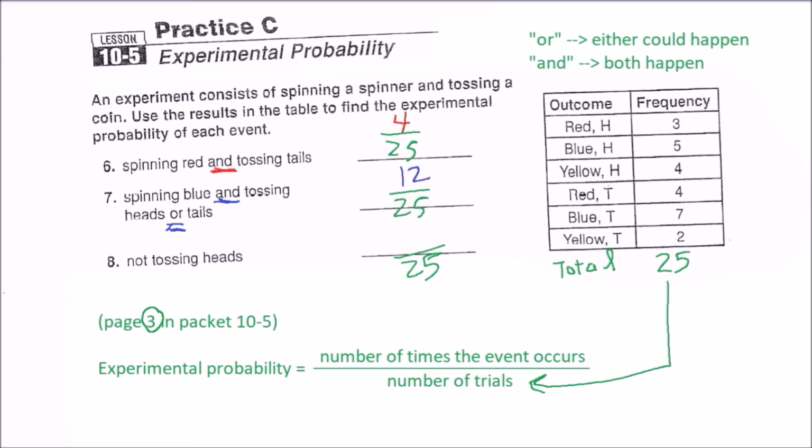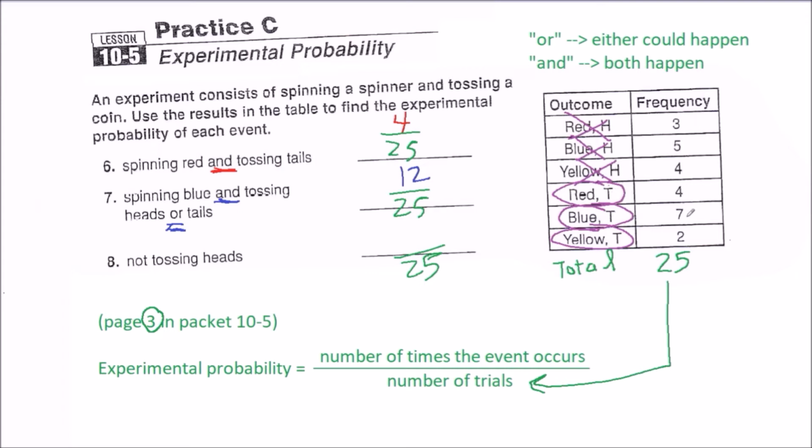Okay. And then for our last one here, not tossing heads. Not tossing heads, so that means any place where we toss heads is out. So red and heads, that's out. Blue and heads, that's out. Yellow and heads, that's out, because I want not heads. So red and tails, hey, that's in because it's not heads. Blue and tails, that's in because it's not heads. Yellow and tails, that's in because it's not heads. So it could be any of these three.